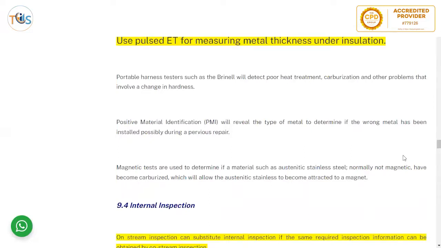Portable hardness tester, Brinell, detect poor heat treatment, carburization. Positive material identification reveals the type of metal to determine if the wrong metal was used, say during a previous repair. And if you do a simple magnetic test, use a magnet. And if the austenitic stainless steel attracts a magnet, that means it's carburized. It's a very simple technique.